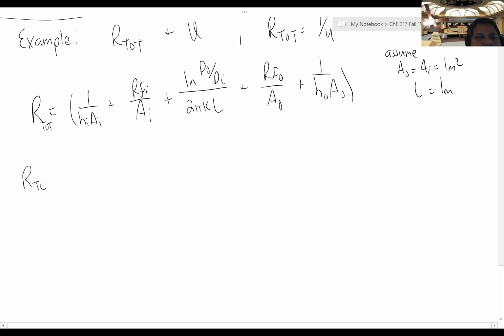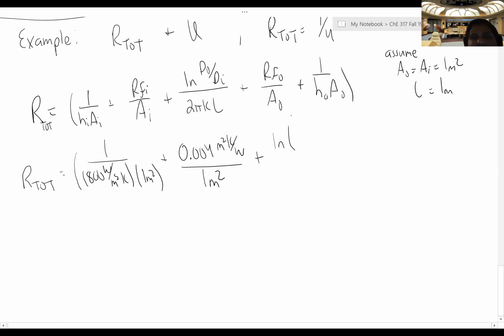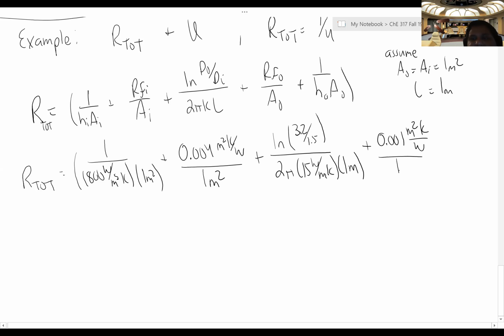So that means our total resistance should be about 1 over 800 watts per meter squared Kelvin times the area, which is 1 meter squared, plus the fouling value on the inside, which was 0.004 meter squared Kelvin per watt, divided by 1 meter squared, plus the ln of 3.2 divided by 1.5 divided by 2 pi times 15 watts per meter Kelvin times 1 meter, plus the fouling resistance on the outside, which is 0.001 meter squared Kelvin per watt divided by 1 meter squared, plus 1 divided by 1200 watts per meter squared Kelvin times 1 meter squared.